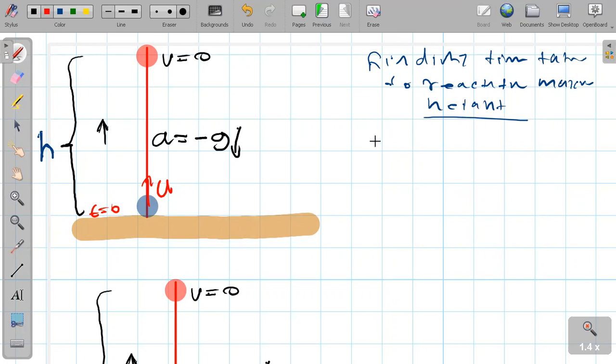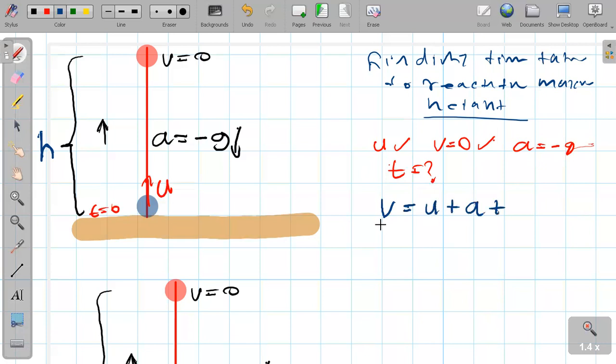So what are the details that I have? I have the initial velocity, and the final velocity is obvious, because v. And u is there. That's right. And the acceleration is there. That is negative g. And height. So the time is the one that's going to be asked. So what is the equation that you can use? You can just use v equals u plus at.